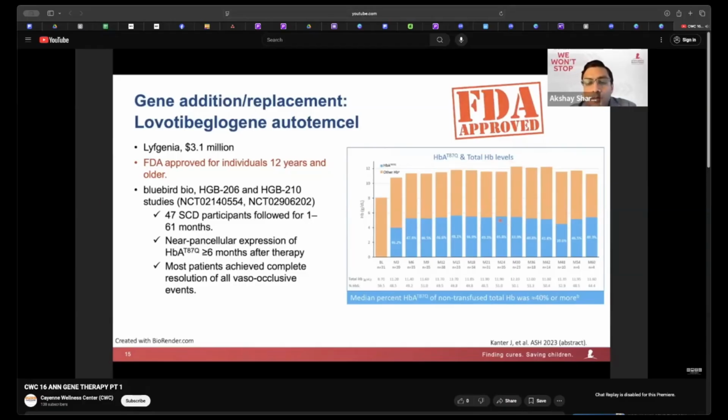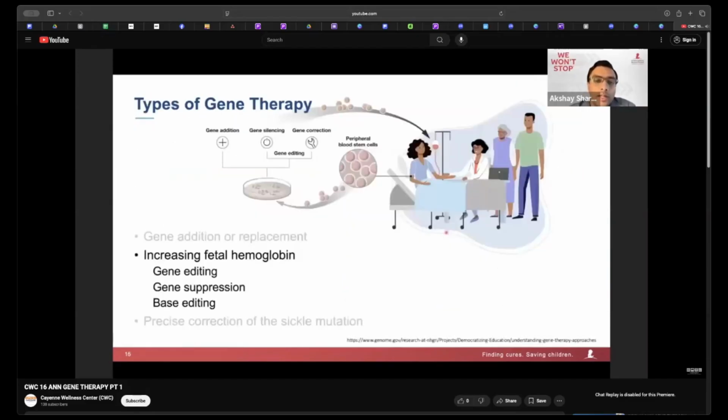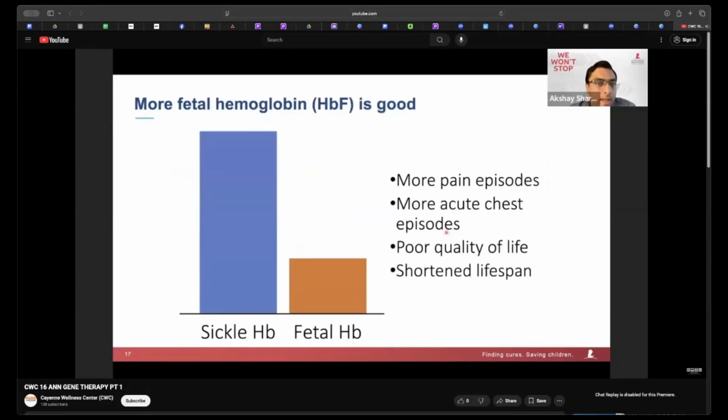And as you can see in the blue over here, half of that hemoglobin was coming from the virus that was introduced. So by doing this, individuals, instead of having sickle cell disease, become like somebody who has sickle cell trait. The next approach is to increase fetal hemoglobin.